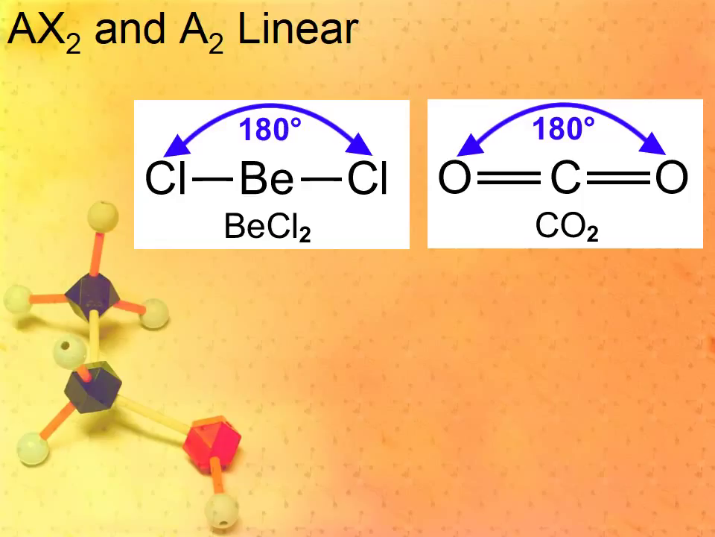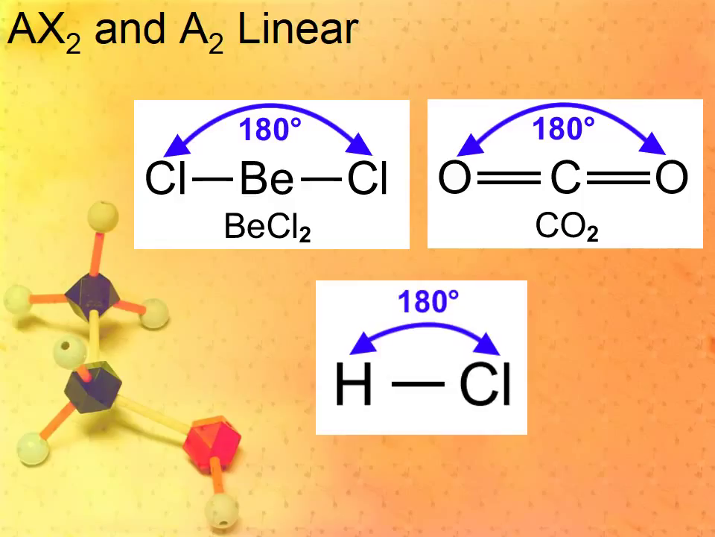The beryllium chloride and carbon dioxide are of the AX2 type. Now, question, how is it that I know that these are the molecular geometries? Well, first, I had to draw the Lewis structure. There is no way that I can guess what the molecular geometry is unless I write the Lewis structure for that particular formula. And hydrogen monochloride is also a linear example, as you can see here, but of the A2 type.